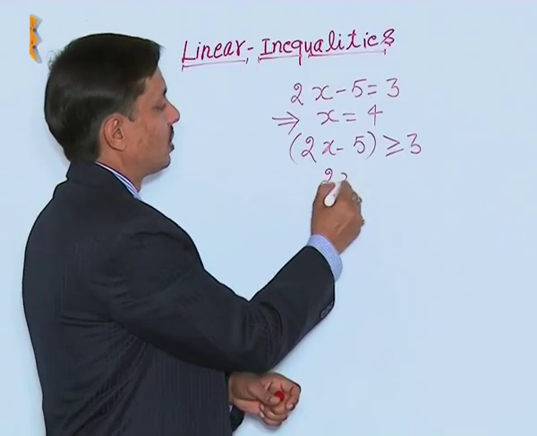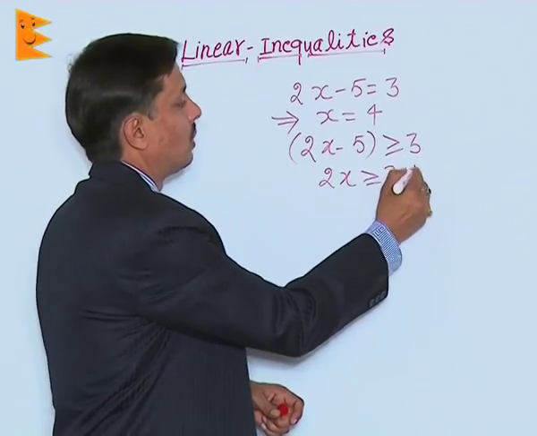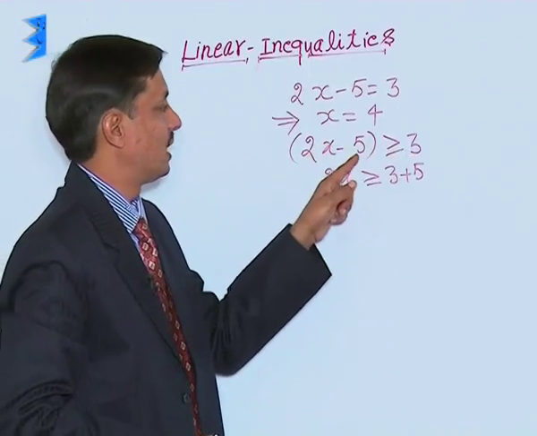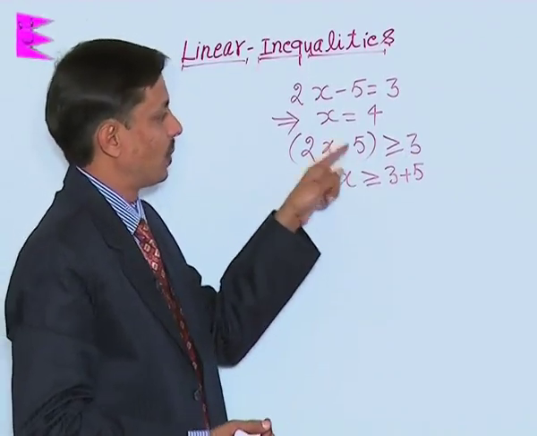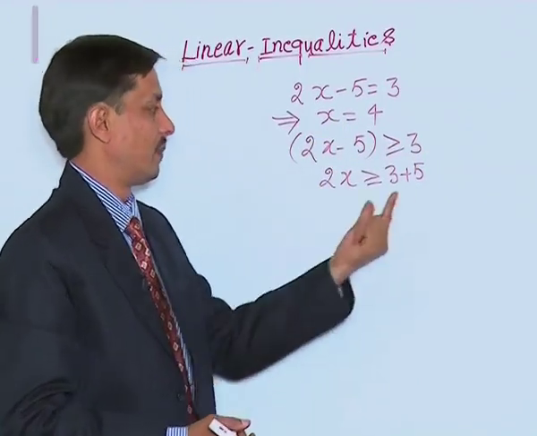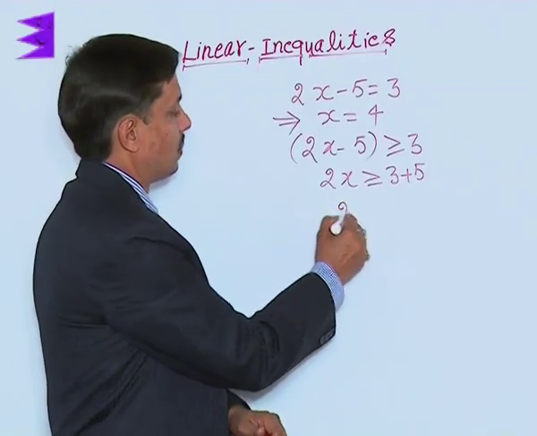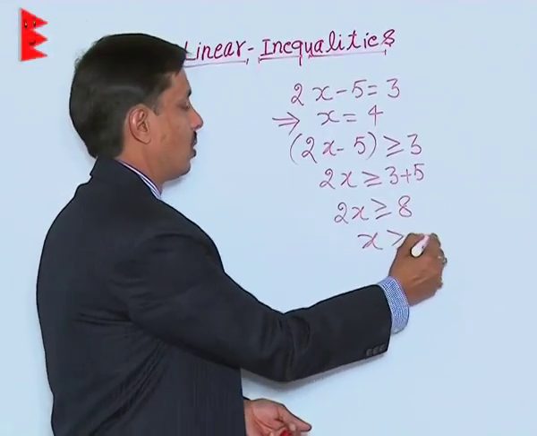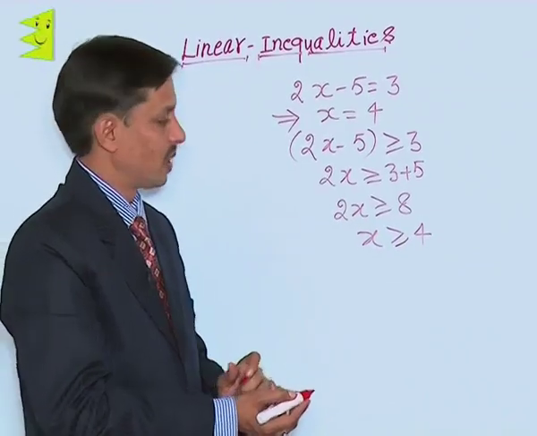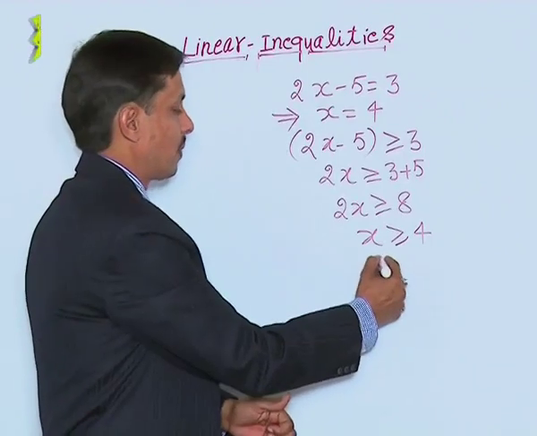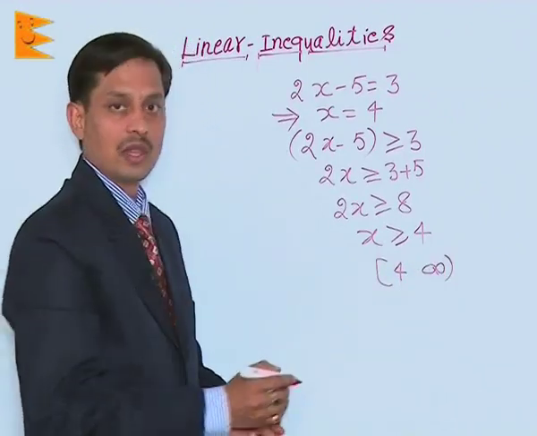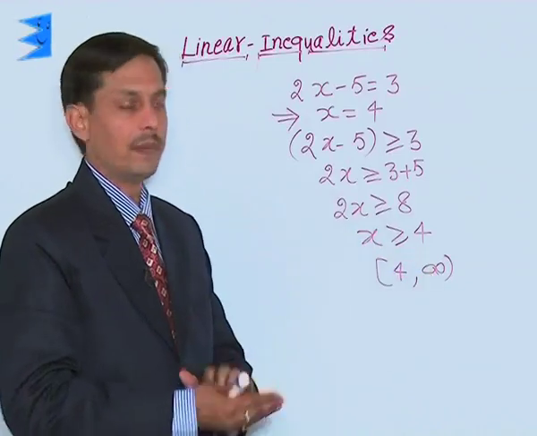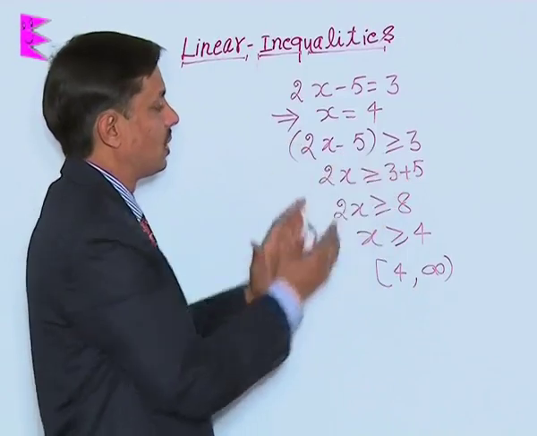To solve it, we will say 2x is greater than or equal to 3 plus 5. There are two approaches. First is adding 5 to both sides to cancel this minus 5, or transfer this minus 5 from the left side to the right side. This becomes 3 plus 5. This becomes 2x is greater than or equal to 8, or we can say x is greater than or equal to 4. So the solution set of this linear inequality becomes 4 to infinity. That's why we can say every real number from 4 to infinity is the solution of this linear inequality.